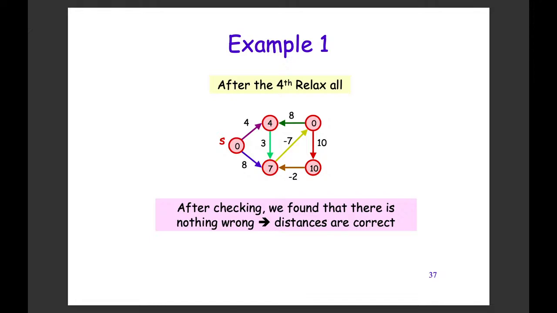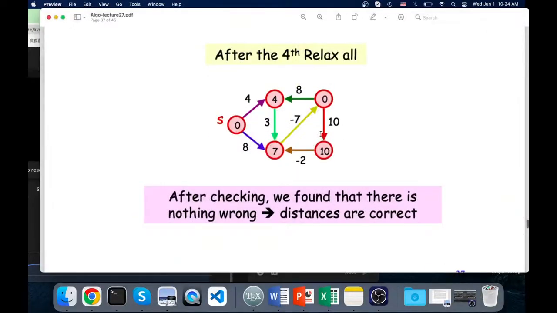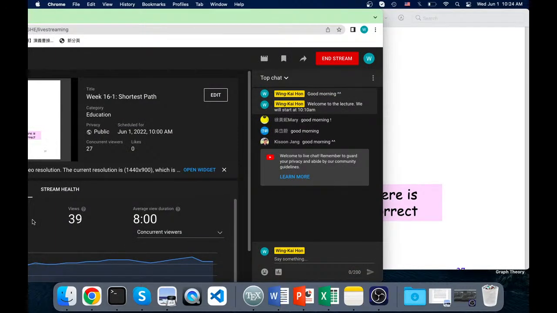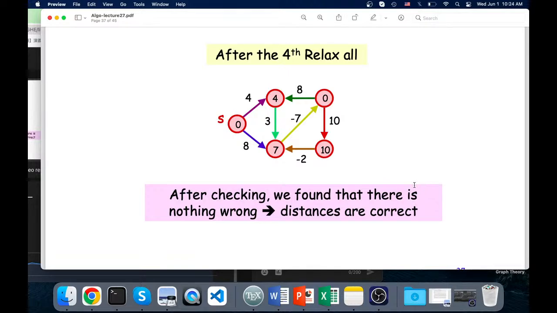Then we claim that by the time we have finished all the relax all, the distances are correctly set when there is no negative cycle. And if there is a negative cycle, then we can find a way to check whether there is one or not. Let me double check if you are okay with this algorithm. Simply perform relax all many rounds. If there are n vertices, we perform relax all n minus 1 rounds.